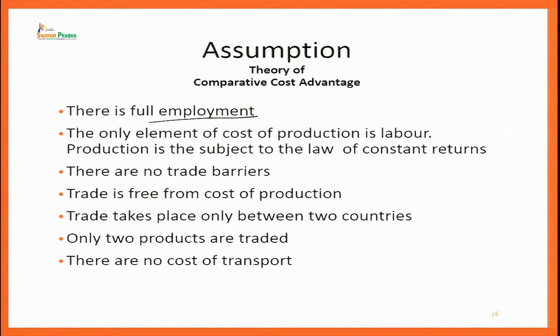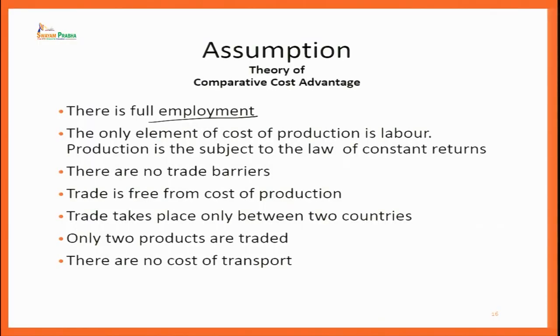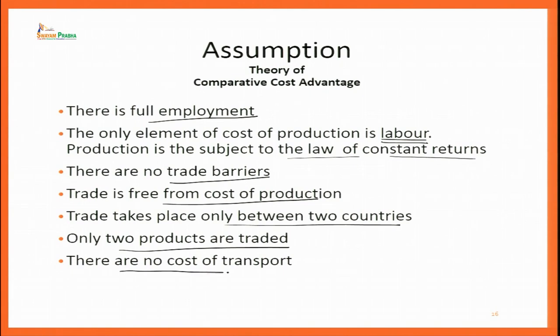If there is full employment, then I have to make use of these existing workers in different jobs. That is why they are trying to find out which particular commodity to be produced, X commodity or the Y commodity. The only element of cost of production is the labor here again, and the production is subject to the law of constant returns. Right, there is no concave curve in the graph of it, there is going to be constant returns. There are no trade barriers, this is what they are believing, that there will be no trade barrier, and free trade is taking place. Trade is free from any sort of barrier, because you are finding the least cost producing area. Trade takes place only between two countries, only two products are traded, and there is no cost of transportation. So, whatever the things may deviate, the analysis of the comparative cost theory has been taken up in the assumption.